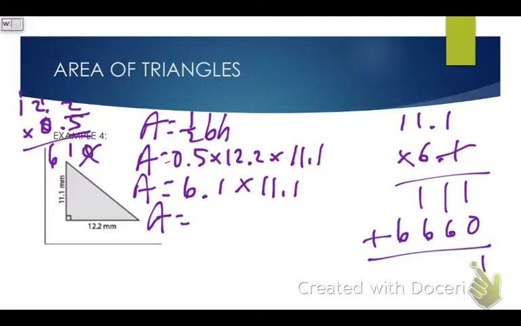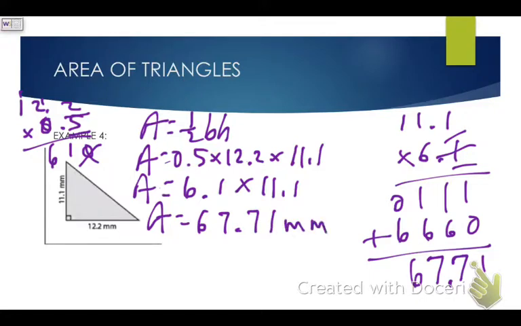Man, that is a heavy, heavy amount of addition, isn't it? Not really. And 6 plus 1 is 7, 6 plus 1 is 7, and 6 added to nothing is 6. And again, we have 2 decimal places. Right there it goes. Right here, the decimal places. And our answer is 67 and 71 hundredths millimeters squared. Ladies and gentlemen, congratulations. You got it. Here we go.